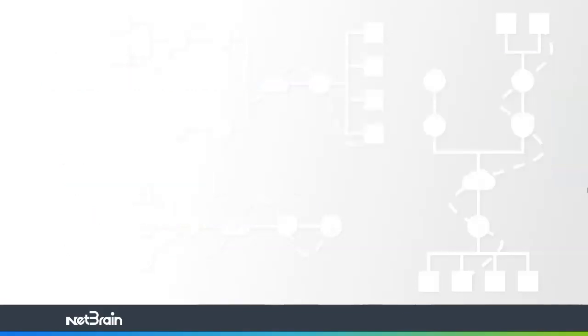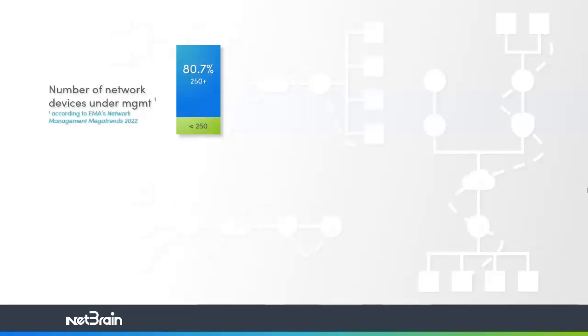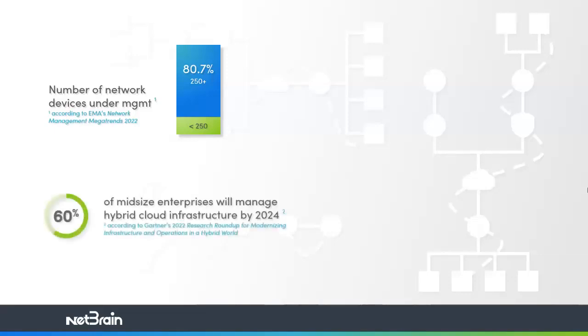Simply put, networks are getting larger and more complex. In a 2022 survey by Enterprise Management Associates, over 80% of enterprises were responsible for network infrastructure consisting of at least 250 network devices. Nearly 20% of those enterprises managed over 1,000 devices. And enterprises are embracing newer, less traditional network technologies that older monitoring tools may not support, like virtual, software-defined, and especially cloud. In fact, Gartner estimates that by 2024, 60% of mid-sized enterprises will have deployed some form of hybrid cloud infrastructure. That's up from only 15% in 2021.